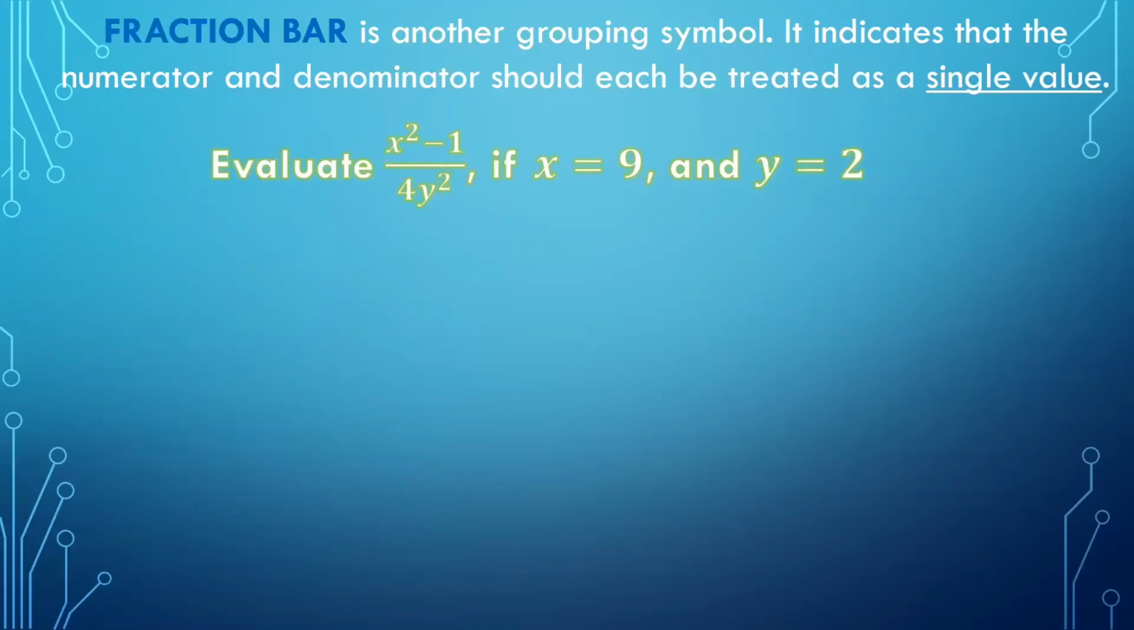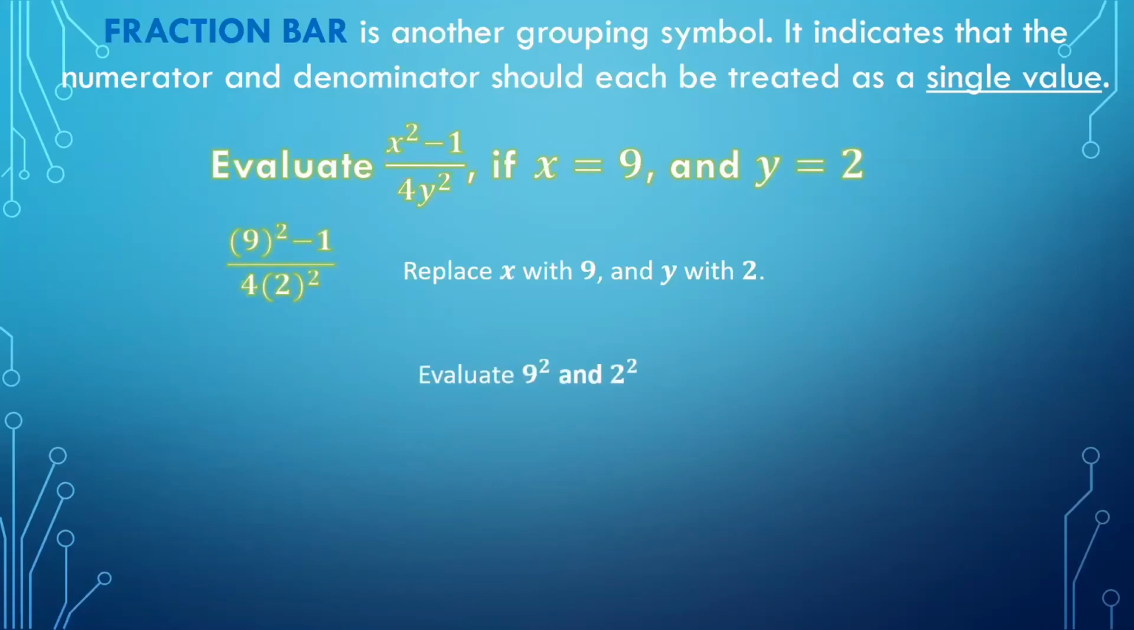So what does that look like? Okay, well, in this example, I still replace my variables with their values. Okay, I'm going to get the top down to one number. So I need to get rid of my exponents. So I have 81 minus 1, and then I have 4 times 4. Well, I can do that now. I can subtract 1 from 81, that gets it to one value, and I can multiply 4 times 4.